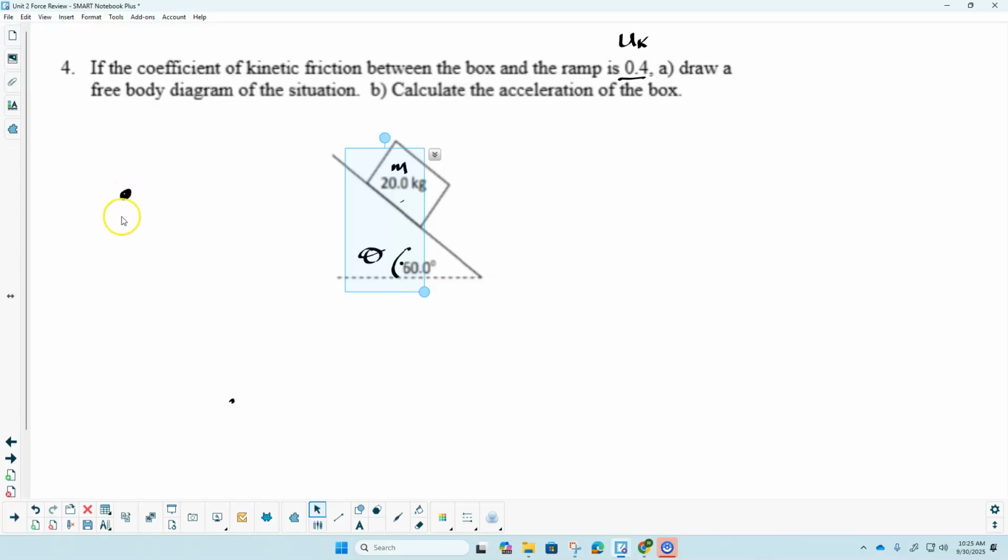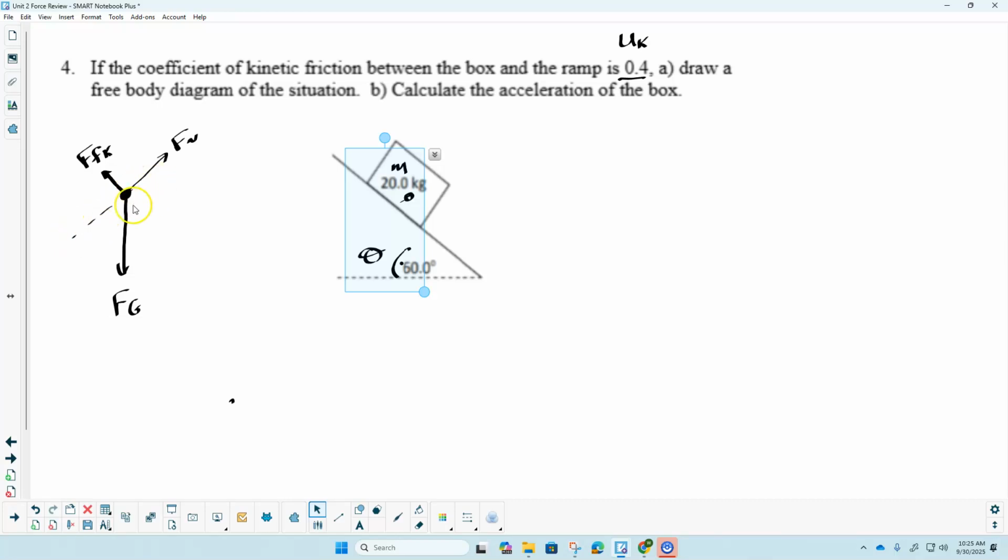I'm just going to draw a dot to represent the box. I have the force of gravity trying to pull things straight down towards the center of the earth. The normal force is perpendicular to the surface, and the force of friction is parallel to the surface. So it's going to be kinetic friction.